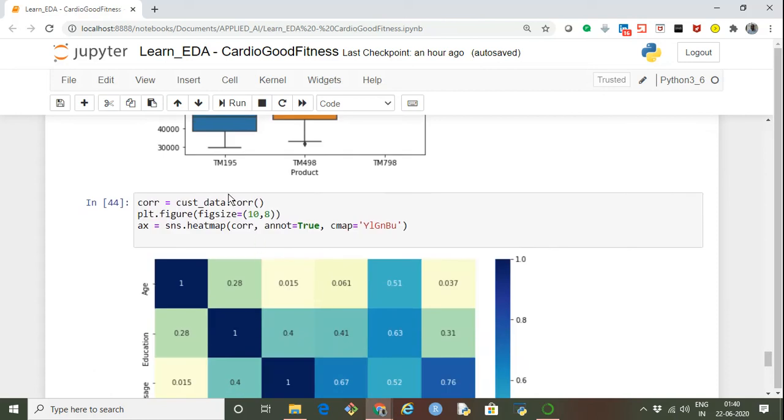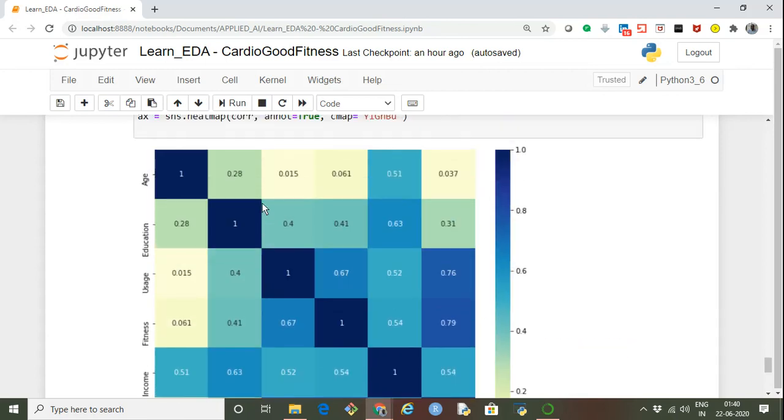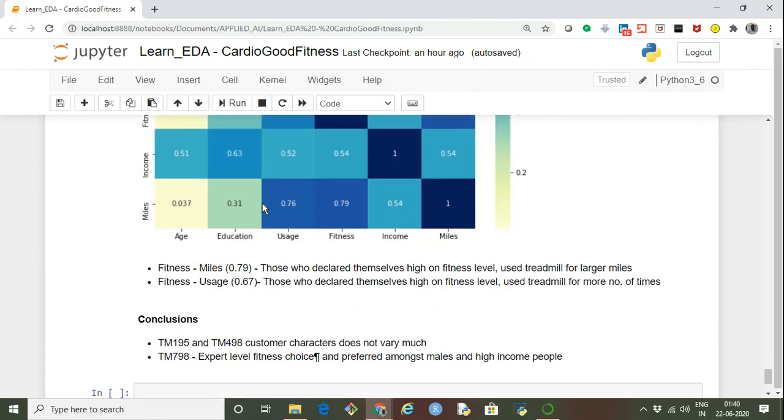Again using .corr, we can find out the correlation between the variables, and if we plot it out, we get a correlation between the different variables. Some of the key observations that we derived from this correlation matrix is fitness in miles. Those who declare themselves high on the fitness level prefer to use the treadmill for larger miles in a week, and there is a high correlation again between fitness and usage. So it means those who declare themselves high on the fitness level use the treadmill more.